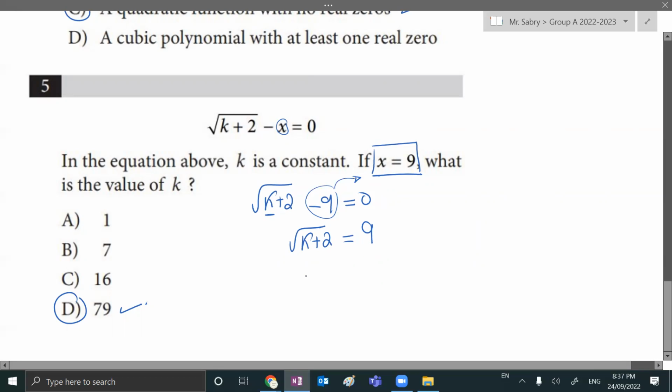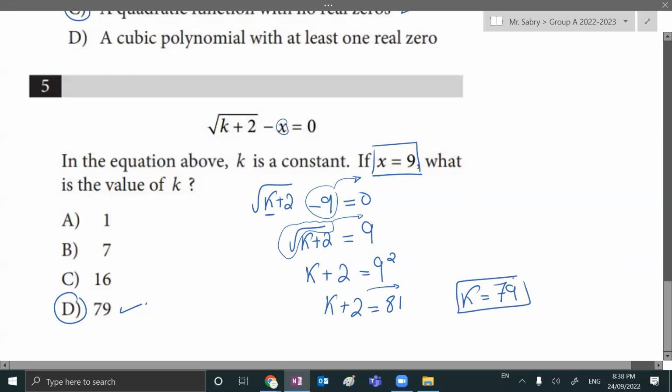Now how do I remove the root? How do I remove the root and take it to the other side? What's opposite to the root? It's the power of 2. So 9 power 2, which then will give me that k plus 2 is equal to 81. Then move the 2 to the other side. So 81 minus 2 will become 79. Okay, so I got it.